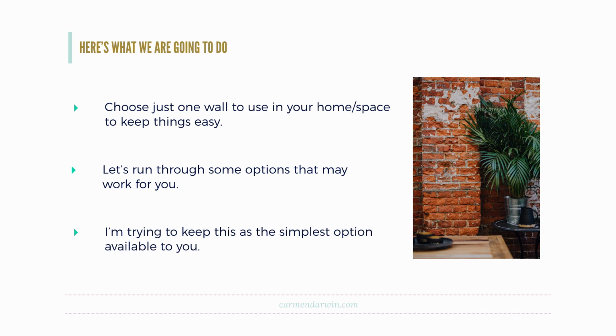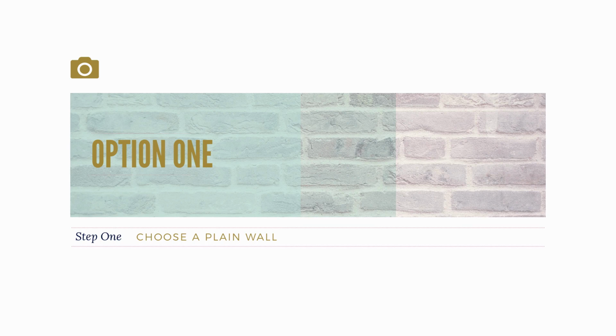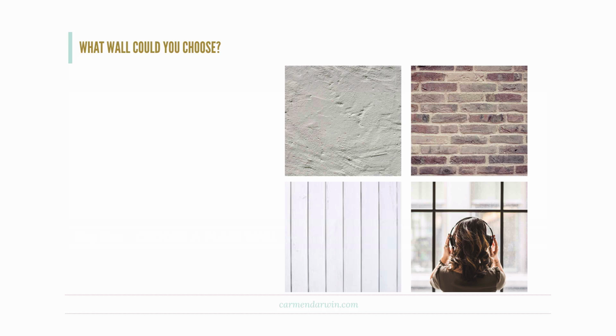So I'm just going to try and keep this simple. We'll build on as the challenge goes through. We'll build on some other bigger ideas, but this is a really good one to get you going. So I want you to choose a plain wall in the house. That's one option basically. So let's go through what it could be.